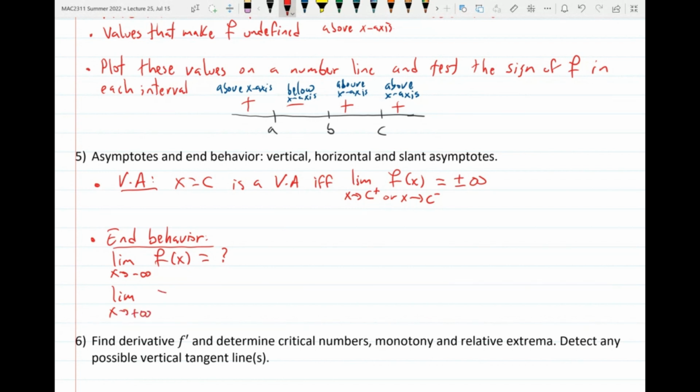So when x approaches positive infinity, what's the function doing? We want to compute this limit as well. So this is what the end behavior tells us.